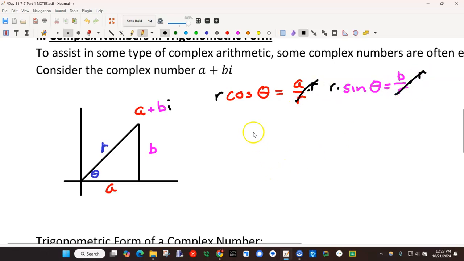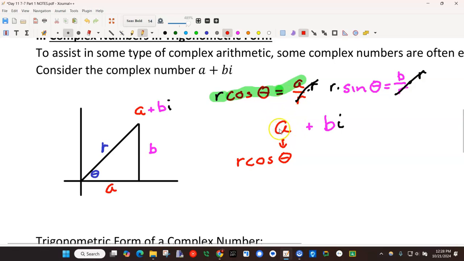Right? Those cancel out. So we have, start with what we had already, a plus bi. And then from here, r cosine theta is what a equals. So we can substitute, right here, we can substitute a for r cosine theta. And that's a trigonometric representation of a.